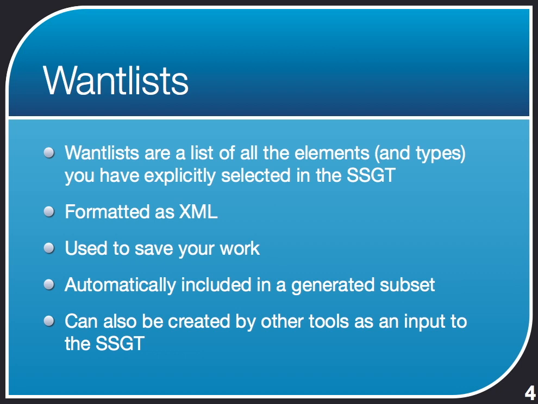Now, while you can still just ask for a want list, if you generate a subset out of the SSGT, the want list matching that subset will come along for the ride. So it's automatically included when you generate a subset. You don't have to ask for it separately.